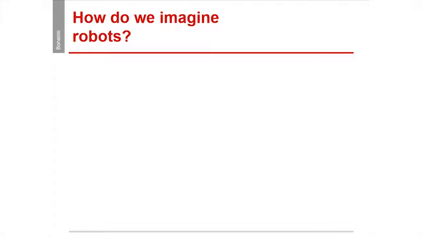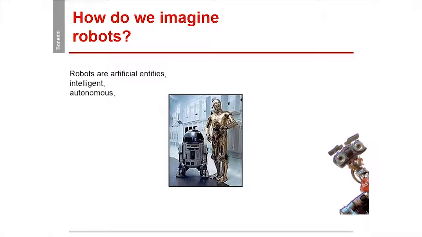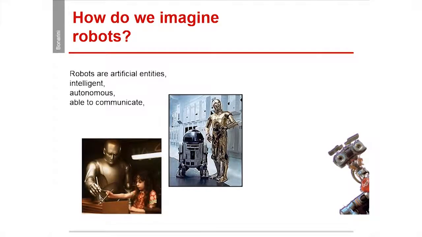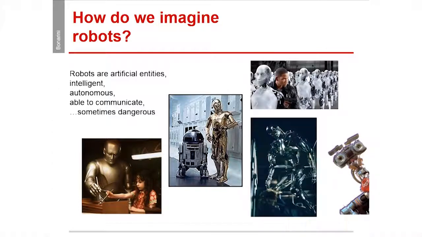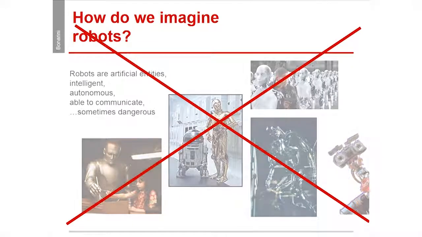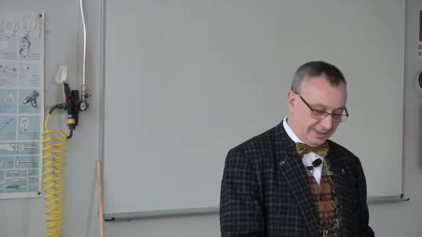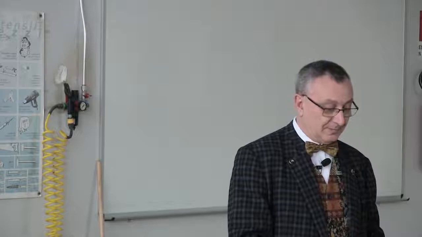But how do we imagine robots? So robots in general are artificial intelligent entities, intelligent, autonomous, able to communicate, interact, sometimes dangerous. We have seen many movies where we have dangerous robots. But all these kinds of things are just movies, so these are not true. It's something that happens only in the fantasy of the writers. Robots are something different now.